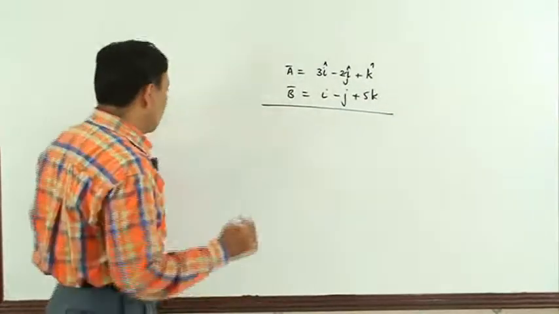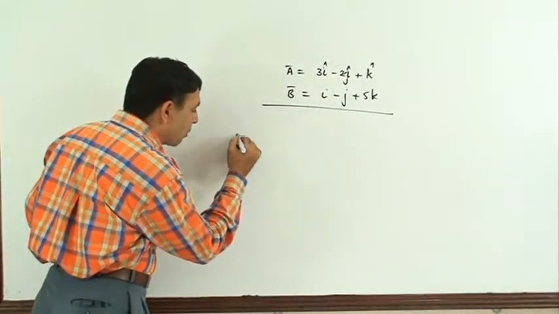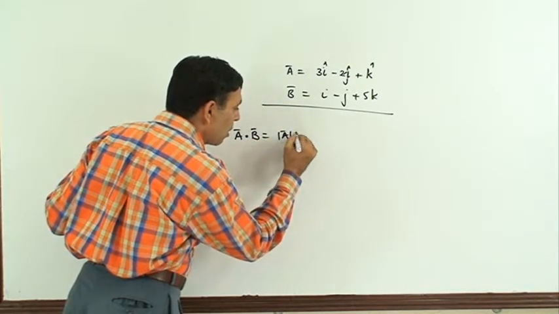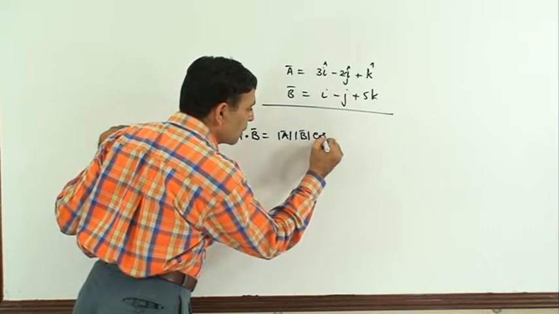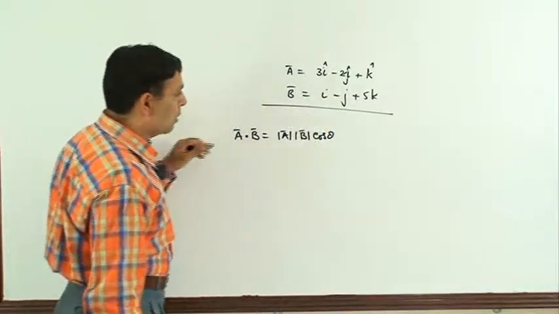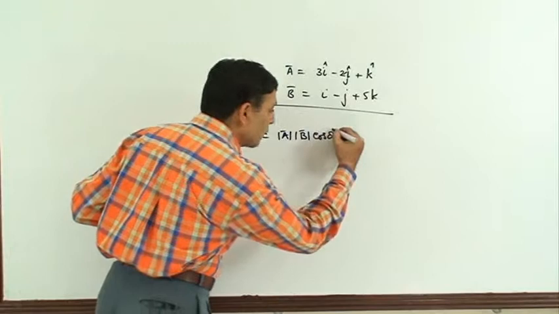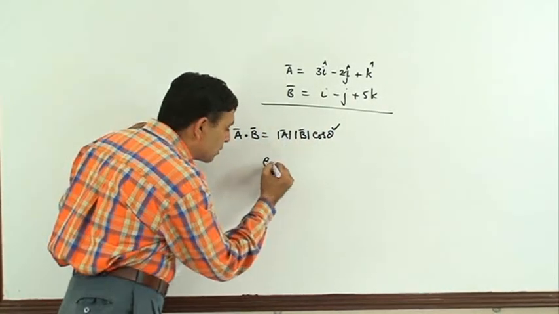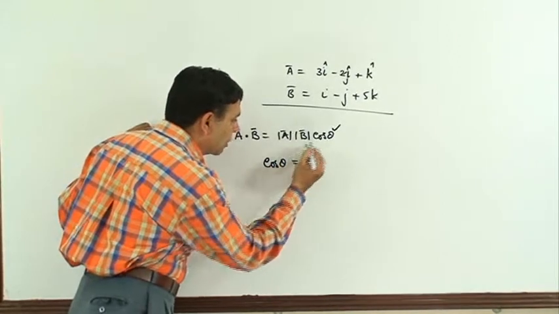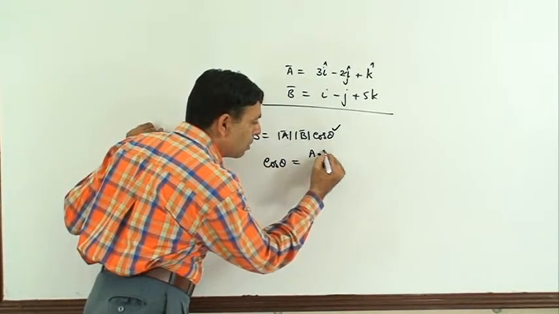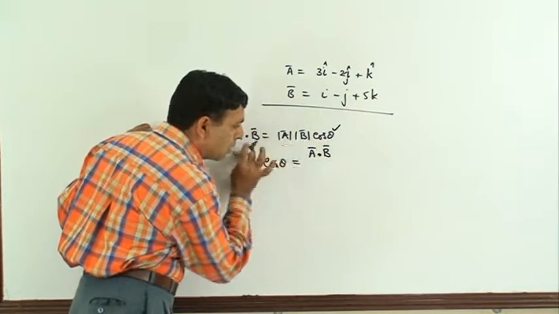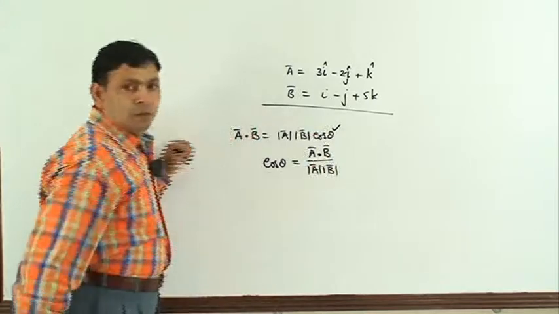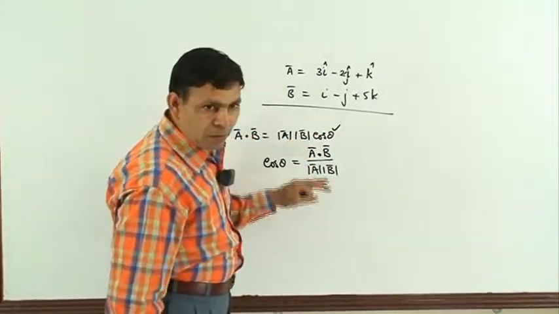Fine. You all know the dot product of two vectors, A dot B, is given by mod A mod B cos theta, where theta is the angle between A and B, and that's what they are asking us to find right now. Is it clear? So from this definition of dot product, what is cos theta? It's going to be A dot B by mod A mod B, where theta is the angle between A and B.